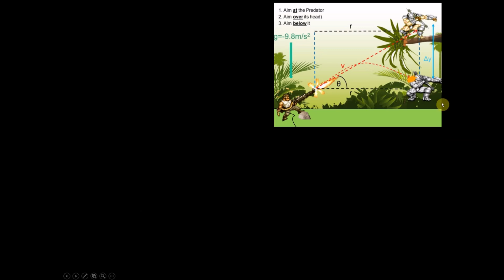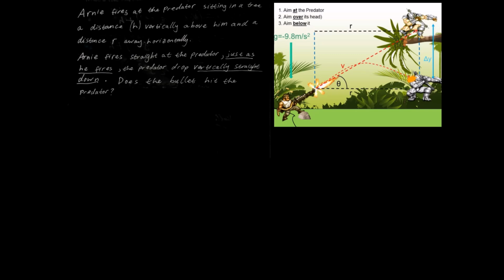Let's take a look at this problem. Remember, here we're firing at the predator that's sitting in the tree, a distance h, or delta y, vertically above him, and a distance r away horizontally. He fires straight at the predator. Just as he fires, the predator drops vertically straight down. And the question is, does the bullet actually hit him?